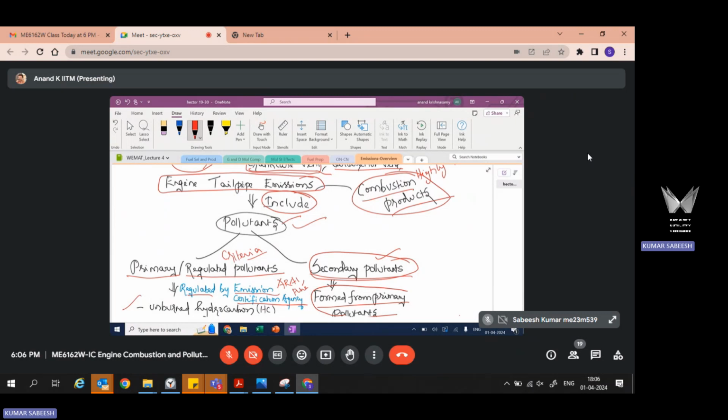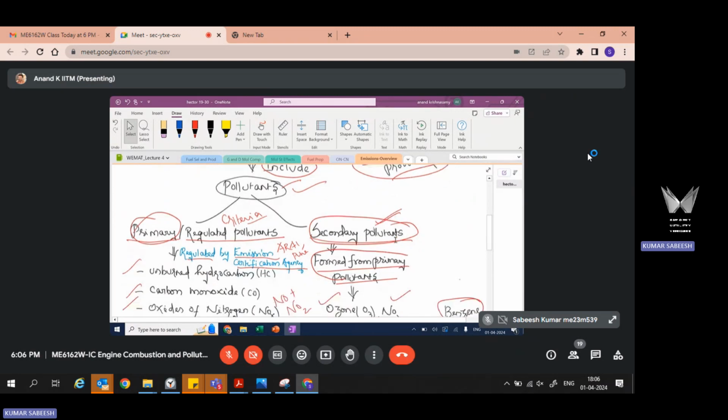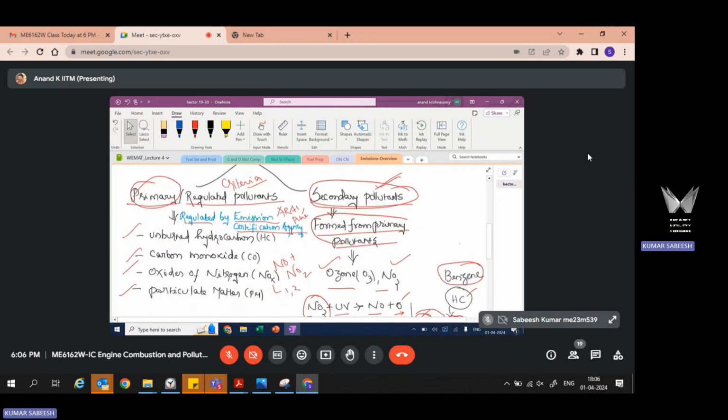There are two broader categories of pollutants, as we discussed. One is primary and the other is secondary pollutant. Primary pollutants are the major source of health effects. The primary pollutants also lead to secondary pollutants, as indicated here, and there are four species designated as primary or criteria pollutants or regulated pollutants. Different nomenclature is followed to indicate these pollutants.